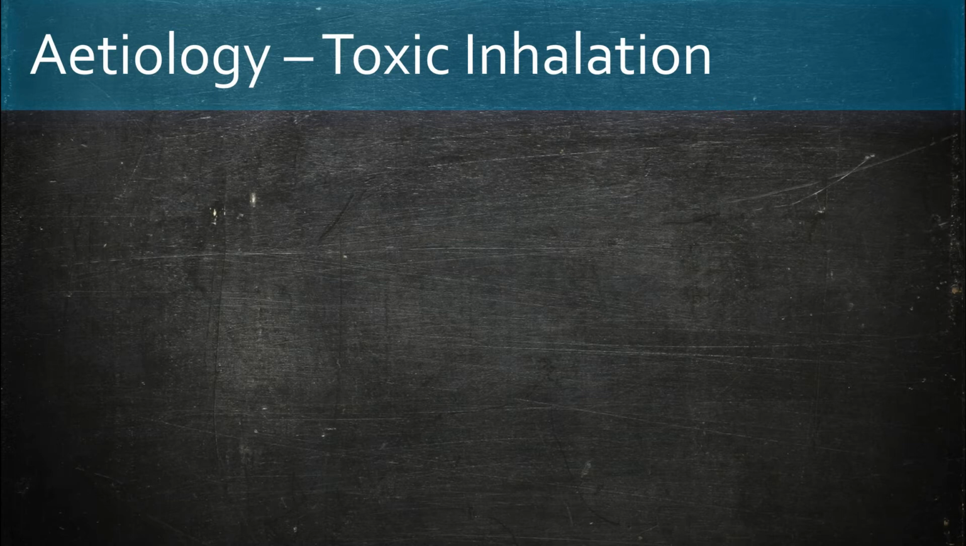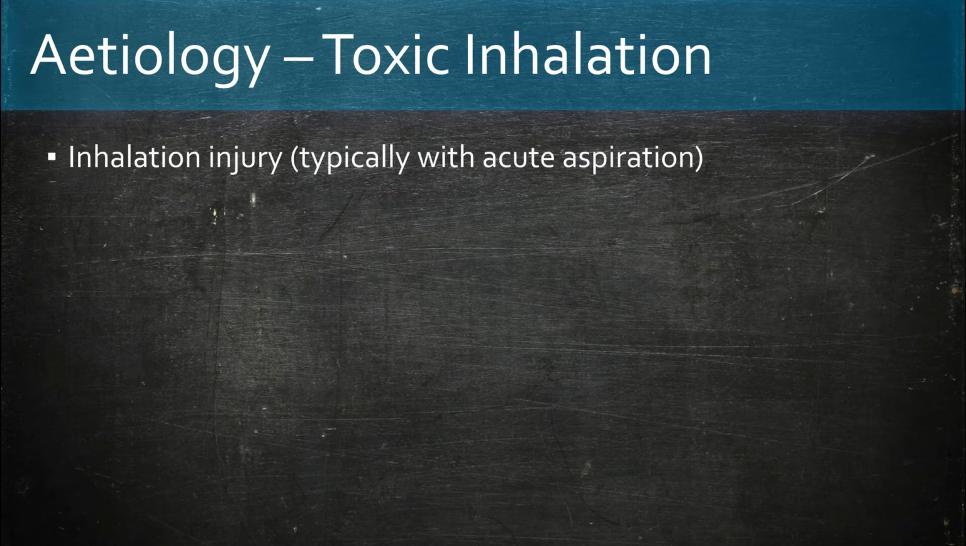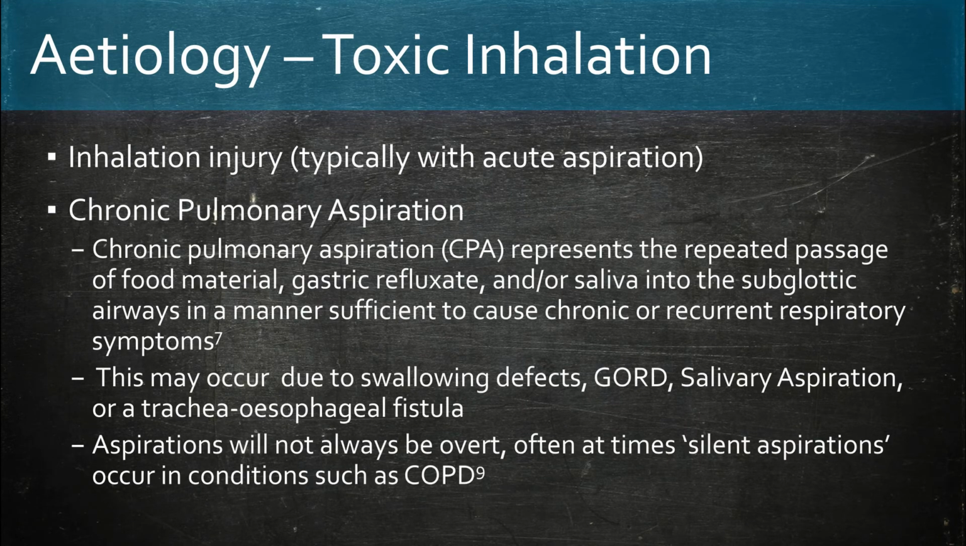Toxic inhalation as a cause of bronchiectasis. What do we mean by this? Well, inhalation injury, typically with acute aspiration. However, there is also something known as chronic pulmonary aspiration. In this, small amounts of aspiration occur over time. This aspirate leads to gradual damage to the lungs due to the acidic content of the aspirate.